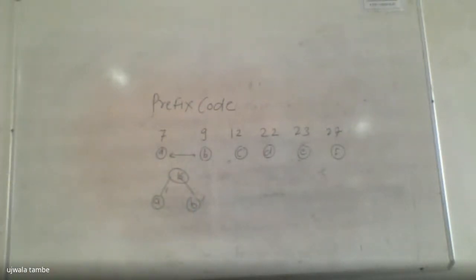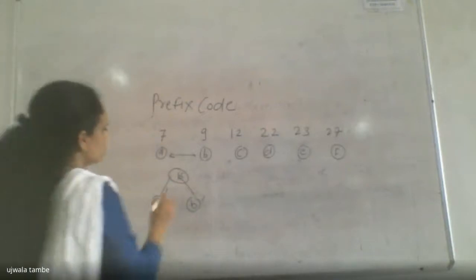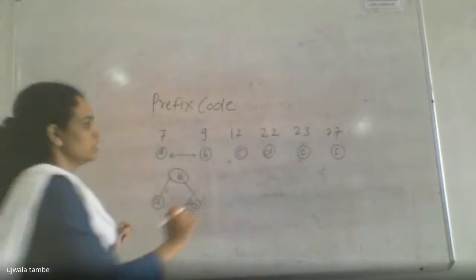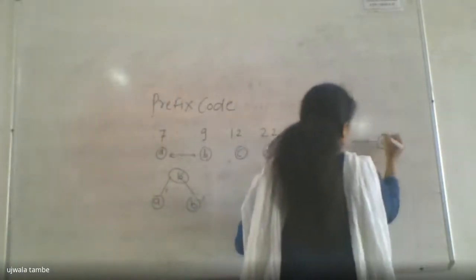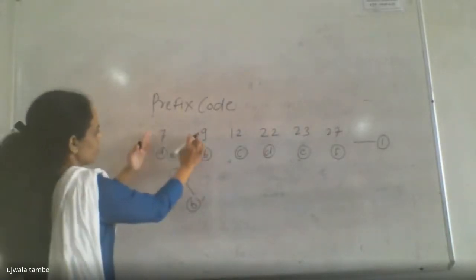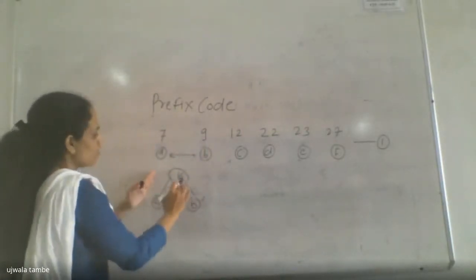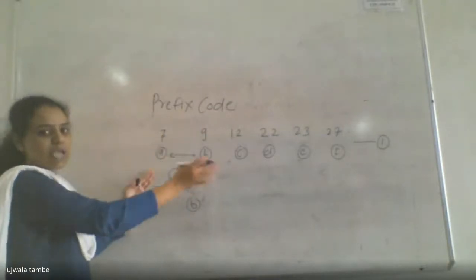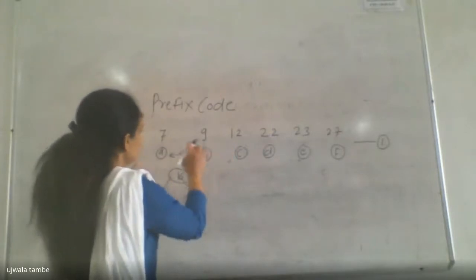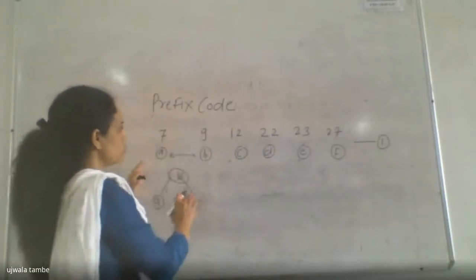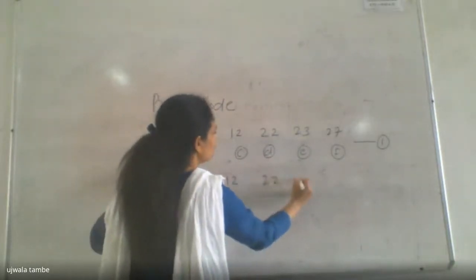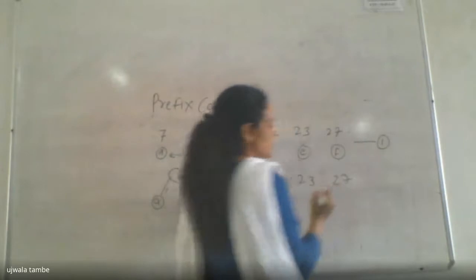After getting the new node, we have to follow the ascending order. This is our step 1. Step 1: select the two minimum, 7 plus 9 gives 16. Now we have to form the next sequence in ascending order. Since 7 and 9 are already covered, the remaining list becomes 16, 12, 22, 23, 27.